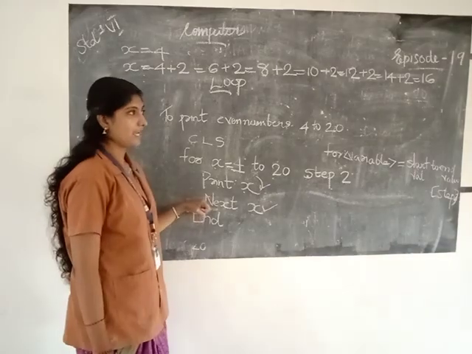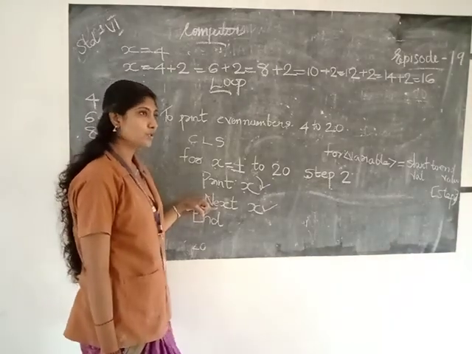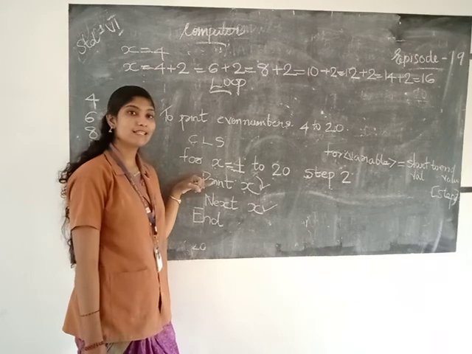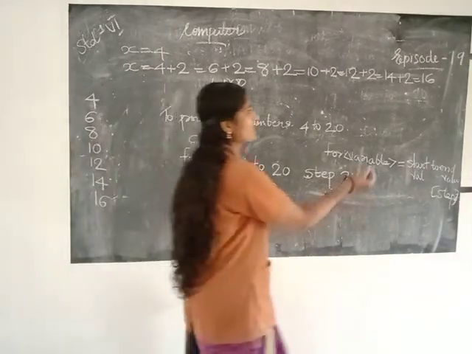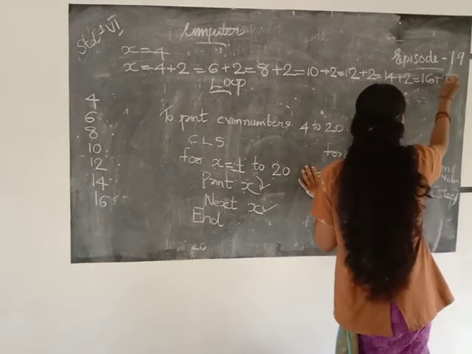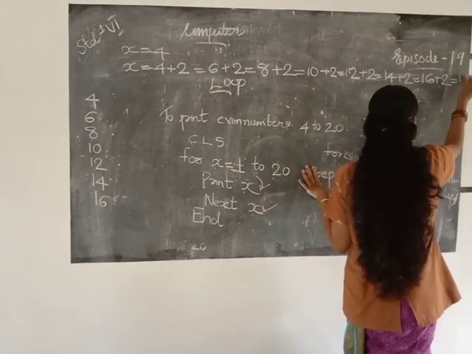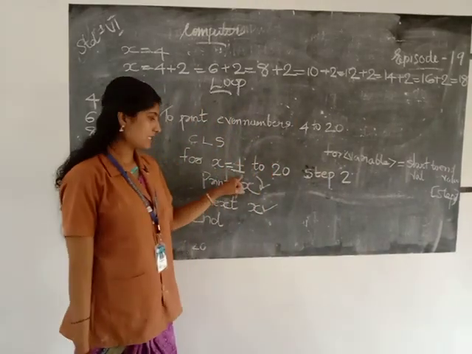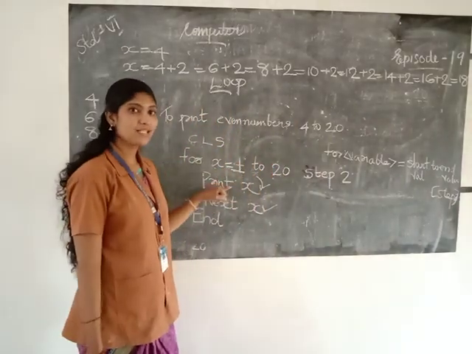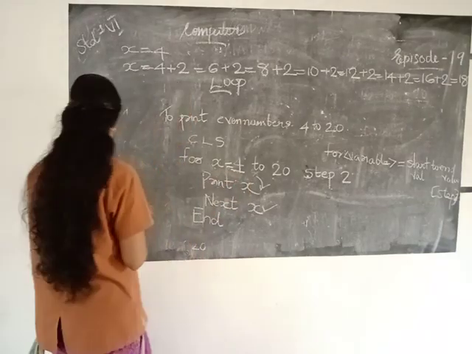Then x is incremented by 2. The current value of x is 16 and it is incremented by 2 means 16 plus 2 is equal to 18. So now the value of x equal to 18. So print x means print 18.